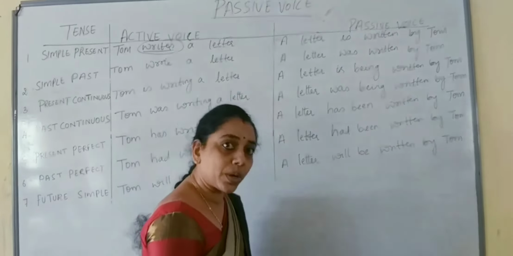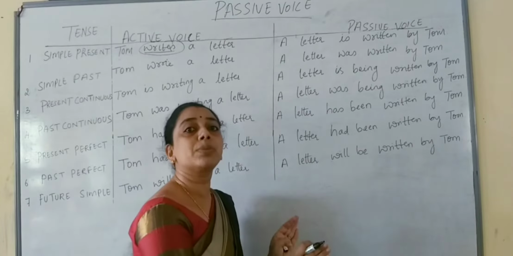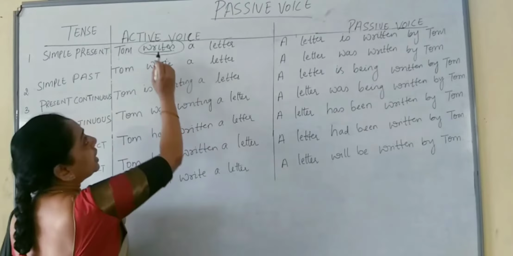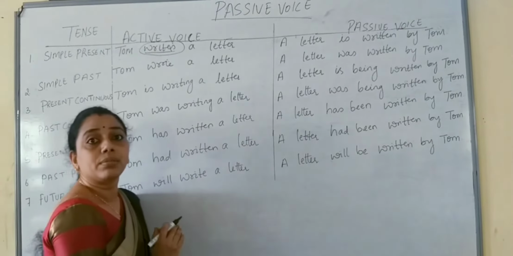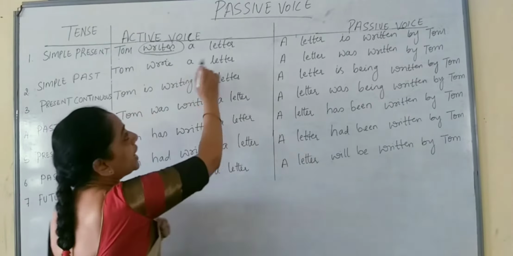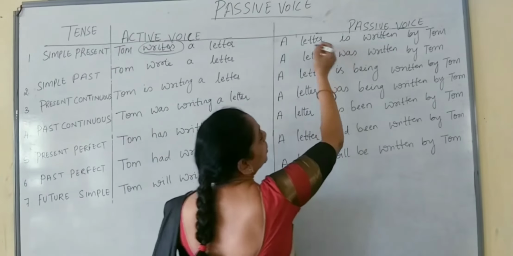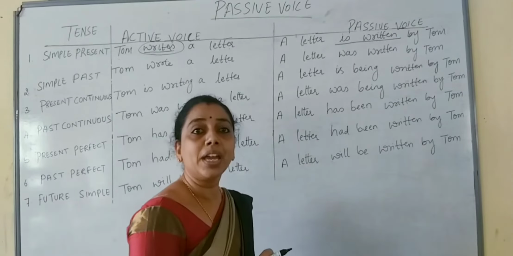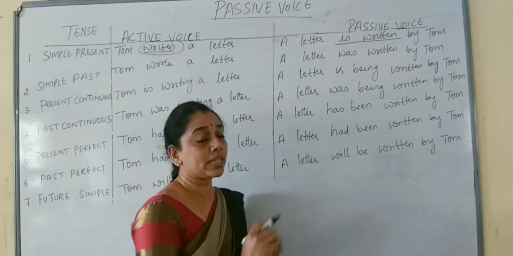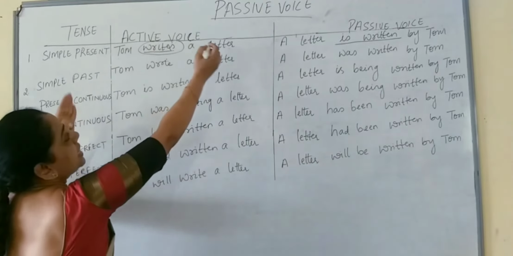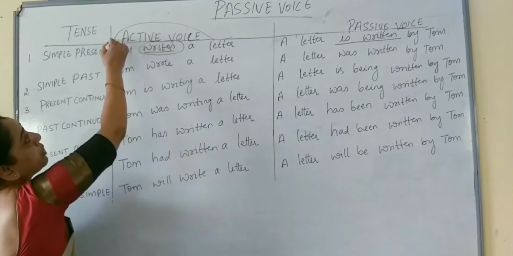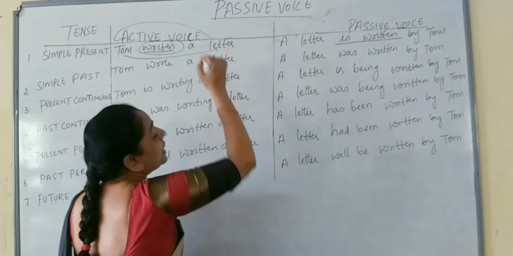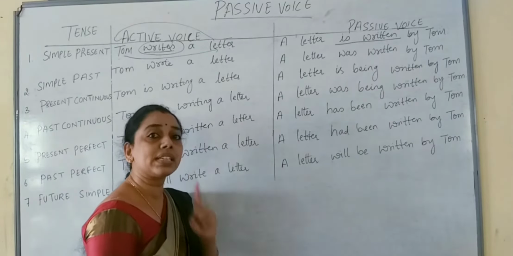So the passive voice should also be in present tense. If the active voice is in present tense, the passive voice should be in present tense. So the main thing you have to observe is this verb, the main verb. So writes a letter. See here, I have changed it to a letter is written by. This is the way you have to change it to passive voice. Now, this is an interchange. The letter comes to the place of Tom and Tom goes to the place of letter. Still the meaning remains the same.